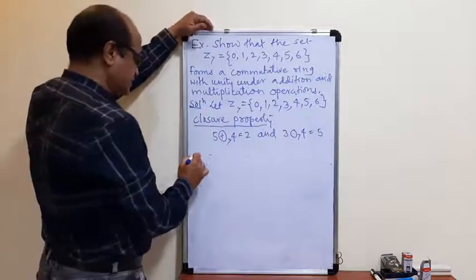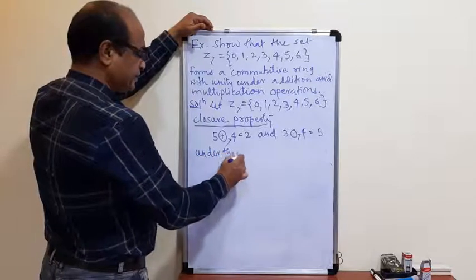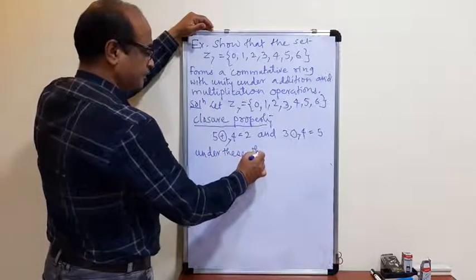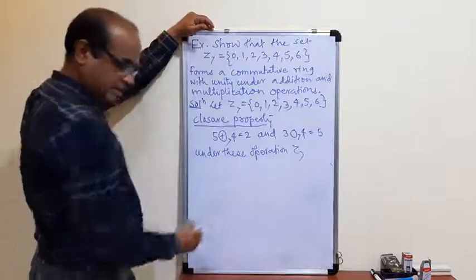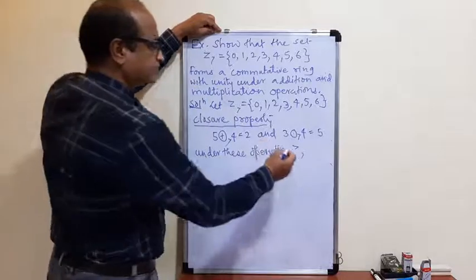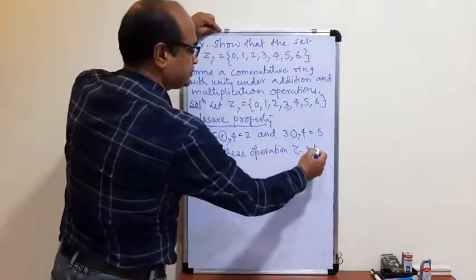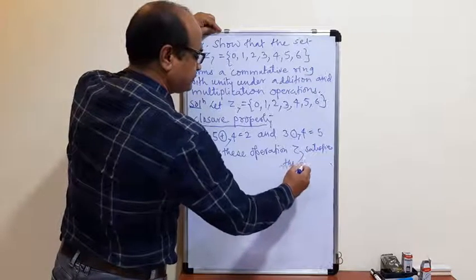So under these operations, Z7 satisfies the closure property.